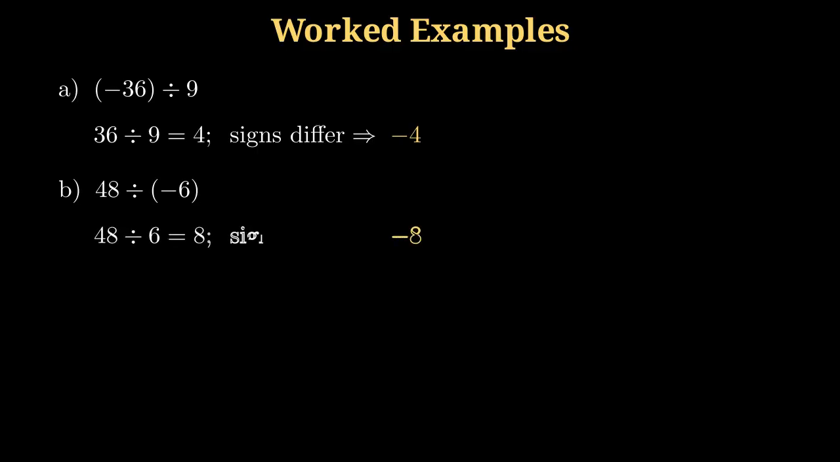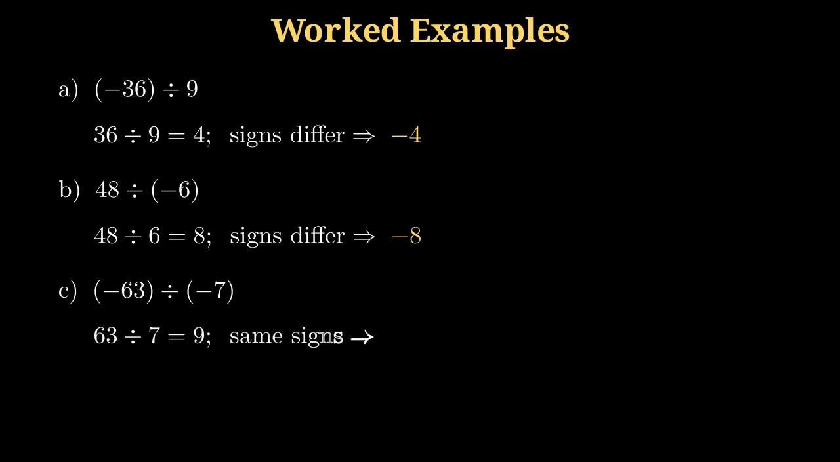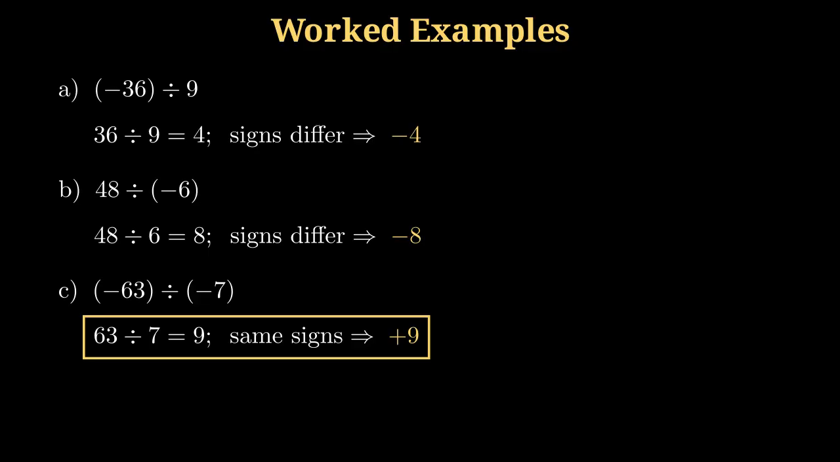Example B, 48 divided by negative 6. 48 over 6 is 8. 1 sign of each kind, negative 8. Example C, negative 63 divided by negative 7. 63 over 7 is 9, and the signs match, both negative. Same signs, positive 9. Check. Negative 7 times positive 9 is negative 63.